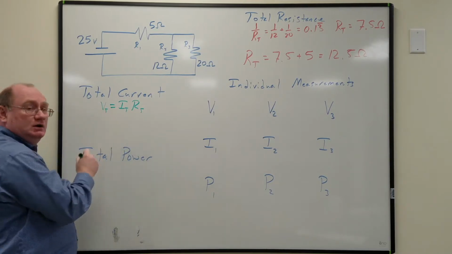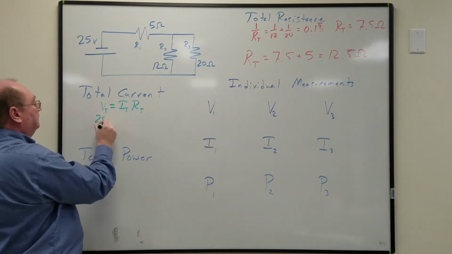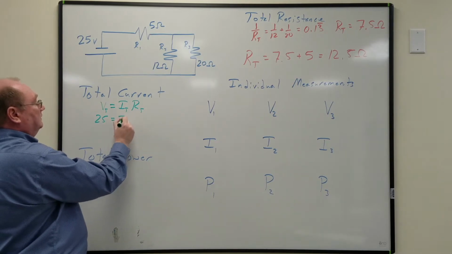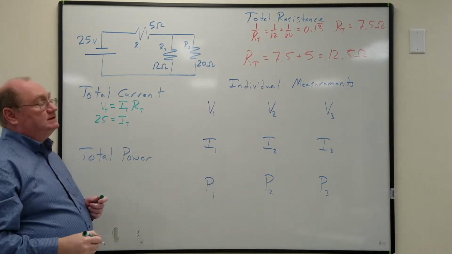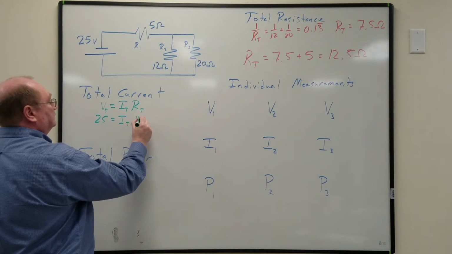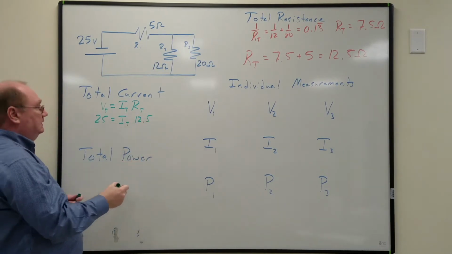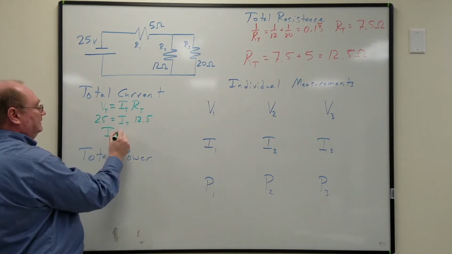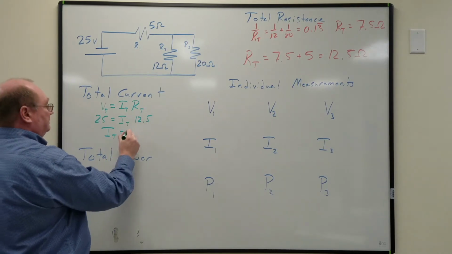But just with the totals. So the total voltage is 25 volts. Current we don't know, but the resistance is 12.5 ohms for the entire circuit. That means my total current leaving the battery is 2 amps.